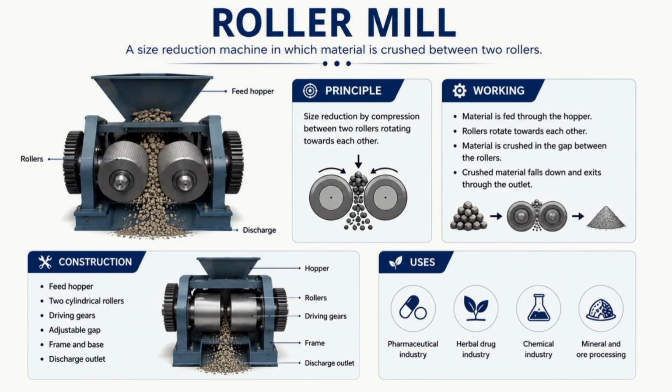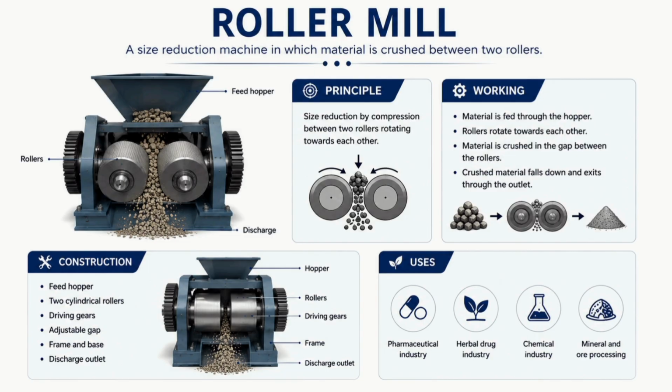And coming to the construction, the machine mainly consists of two heavy rollers. The rollers rotate towards each other. A hopper is present above the rollers. A discharge outlet is present below. The distance between the rollers can be adjusted. The rollers may have smooth or corrugated surfaces.